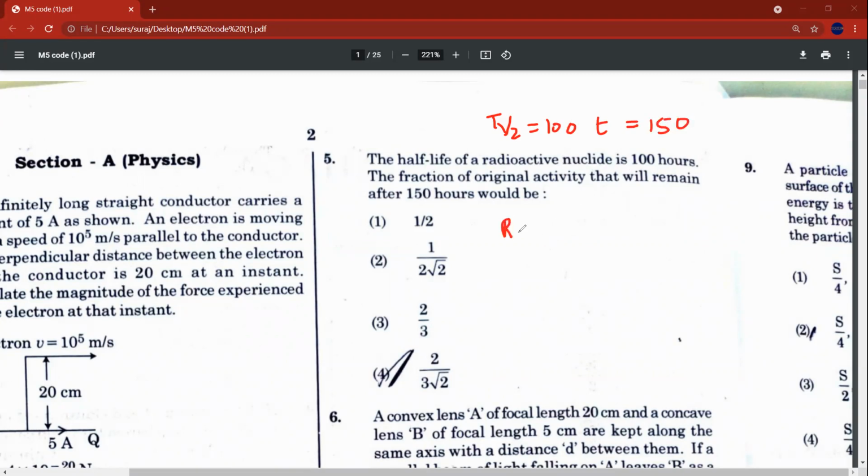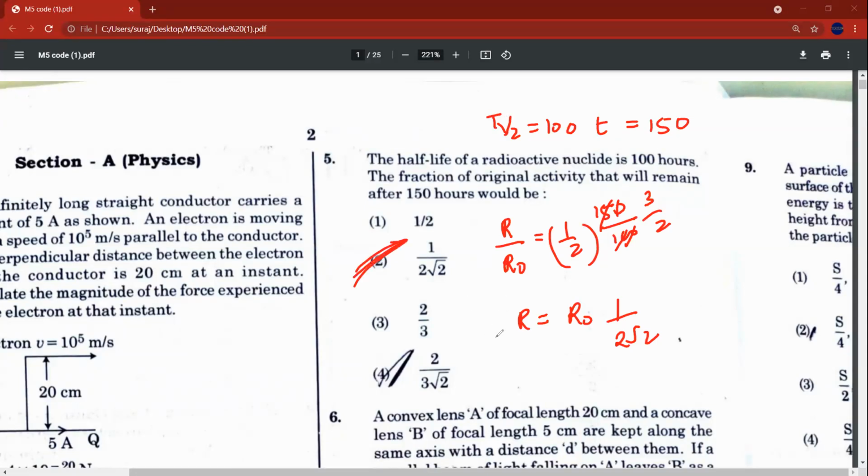I can write R by R naught equal to (1 by 2) to the power t by T half. 150 divided by 100 is 3 by 2, right? So that means (1 by 2) to the power 3 by 2, which is 1 by 2 root 2. R is equal to R naught by 2 root 2. So option 2 will be correct. Option 2. Okay, coming to question number 6.